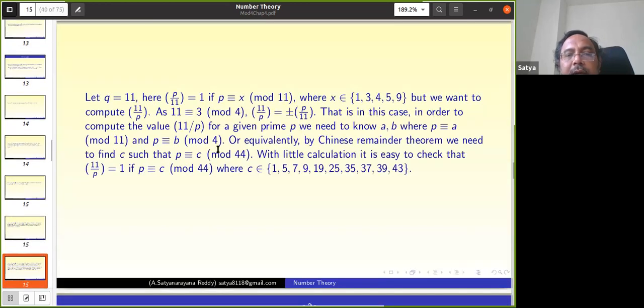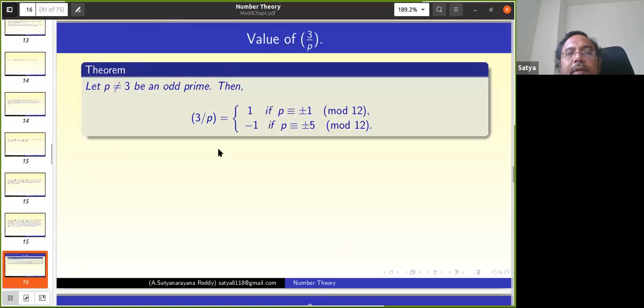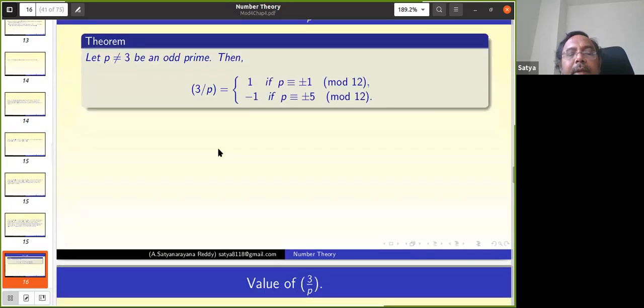Okay, similarly, I give another example. So many examples are given. So how to compute (3/p) is also given. I'll explain this, and okay, just to go through the statement. Okay, this is the question, how to prove it.